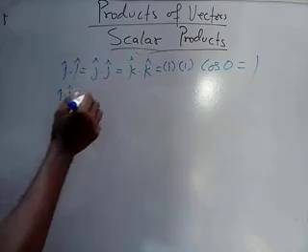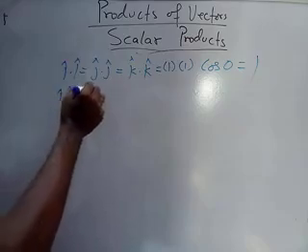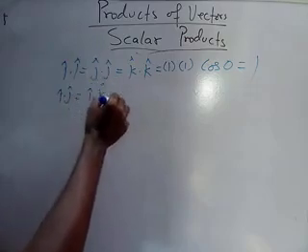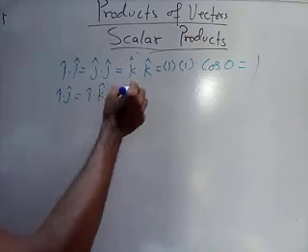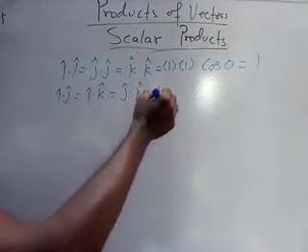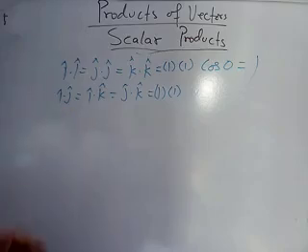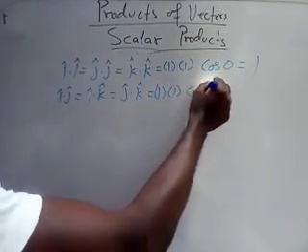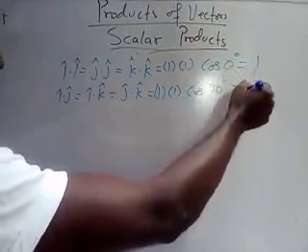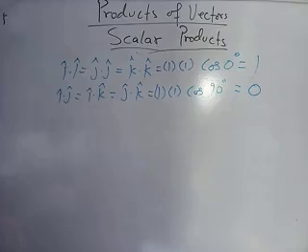i dot j equals i dot k equals j dot k equals 1 times 1 cos 90, since the unit vectors are perpendicular to each other. Cos 90 degrees will give us 0. This will give you 0. So, what does this now mean?